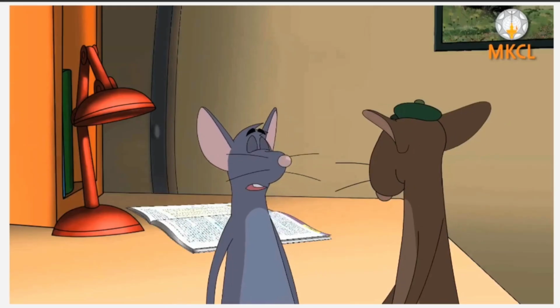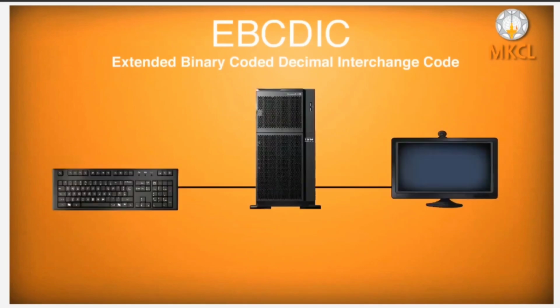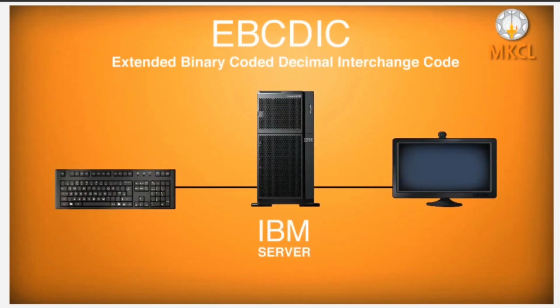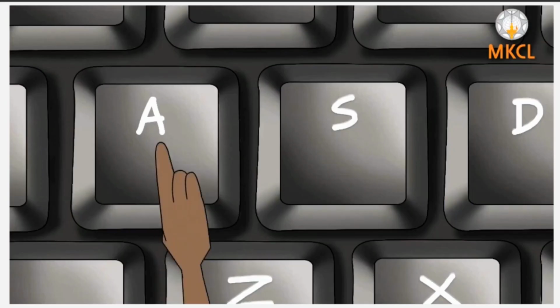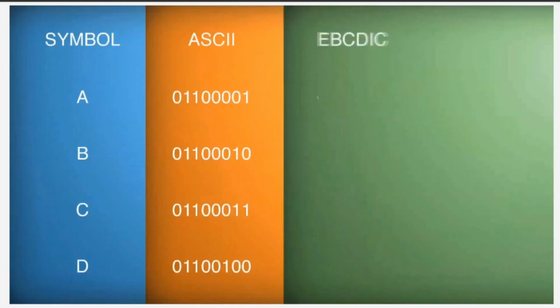Which other coding systems are there, Tiri? Well, there is EBCDIC, which was developed by the computer company IBM and used for large computers. It would translate the character A into 11000001. And similarly, we can see for these other characters also.